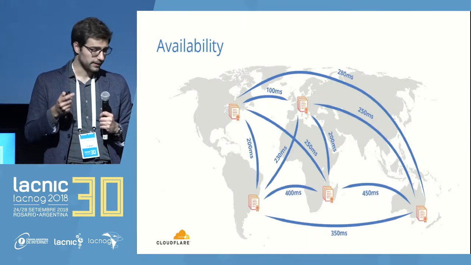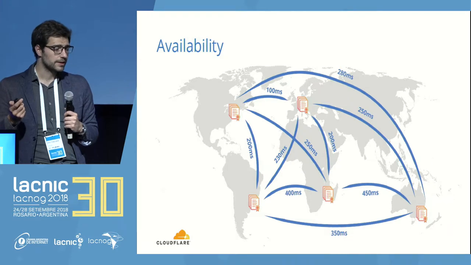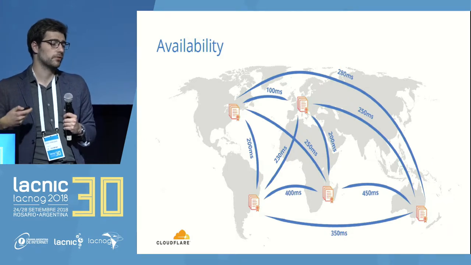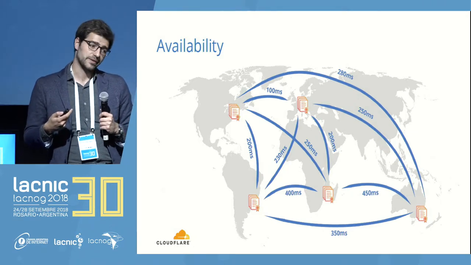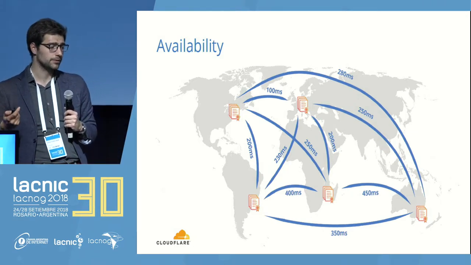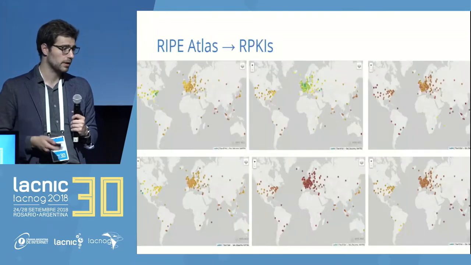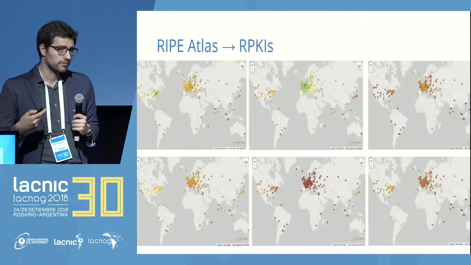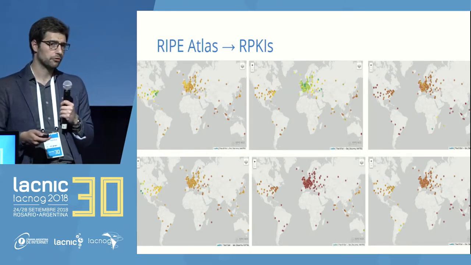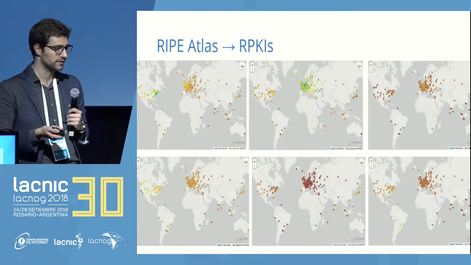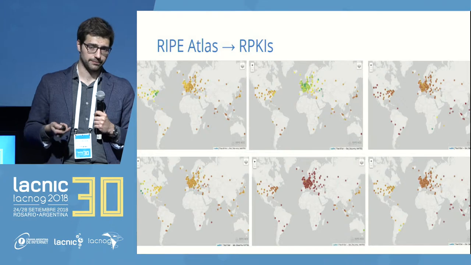But anyway, talking about availability, all the RIRs are in specific geographic positions based on the operation of the RIR, which means sometimes, depending on where you are, you may take some time to just load the RIR database. I just ran a RIPE Atlas test, 500 probes. How far are you from this RPKI? Well, results, depending on which RIR we're talking about, the result can be very slow.